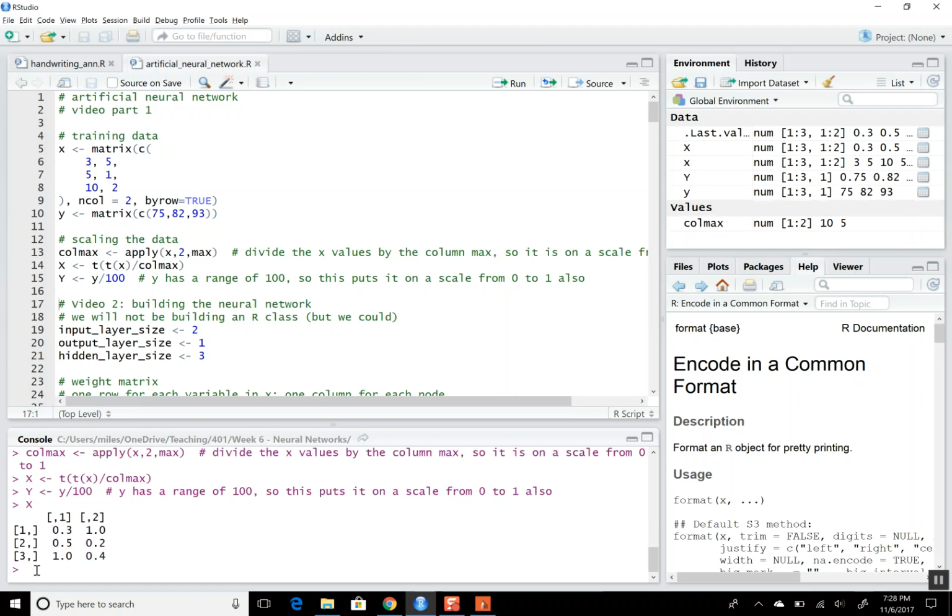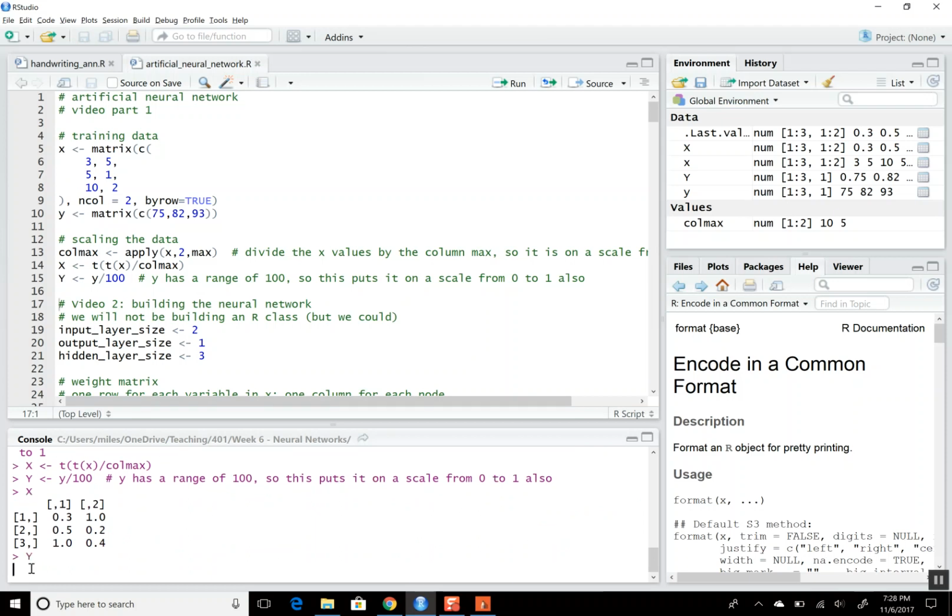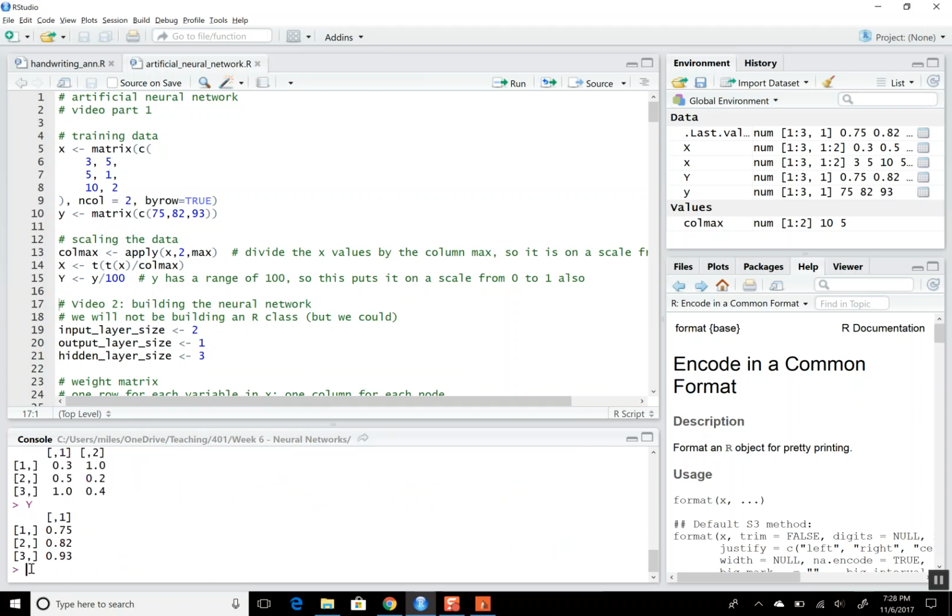Okay, so for X, we basically took each value in the first column and divided by 10, and then we took the second column and divided by 5. So now everything's on a scale from 0 to 1, and Y is also on a scale from 0 to 1 here.